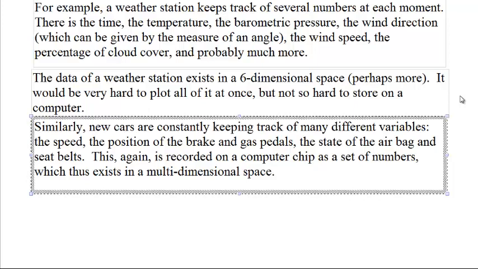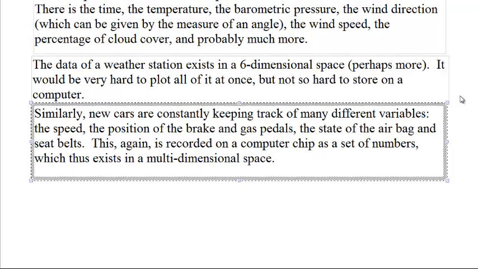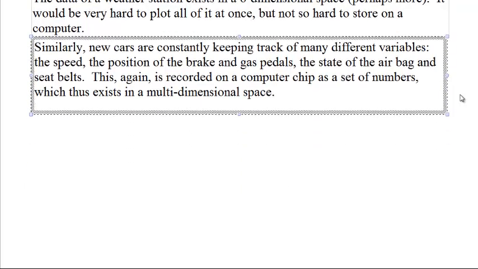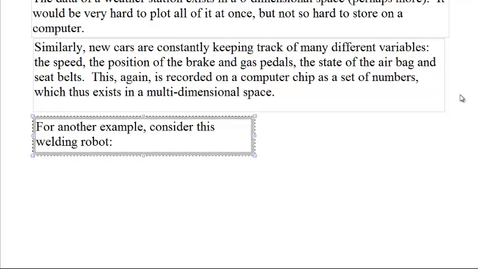This again is recorded on a computer chip as a set of numbers, which exists in a multi-dimensional space. Now, it keeps writing over these numbers, so it only keeps track of the last 30 seconds or so. But if your car gets smashed up in an accident, they can break out the computer, analyze it, and tell how fast you were going when you got in this accident. If you swear you hit the brakes, they can tell if you're lying or not, because they can tell whether the brake was pressed down or not. So that's something to be aware of if you have a new car. Old cars, not necessarily.